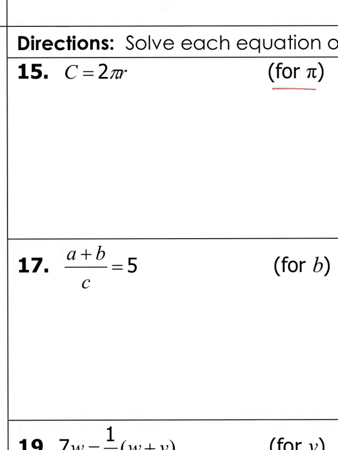Now, hopefully we know that what's going on in between the 2, pi, and the r is multiplication, okay? So in order to get the variable pi by itself, we're going to divide to get rid of each of these terms. If I divide by 2, I'm left with pi r on the right side of the equation, and I have c over 2 on the left. Again, since there's multiplication going on, I'm going to do the opposite of that, which is divide by r on both sides.